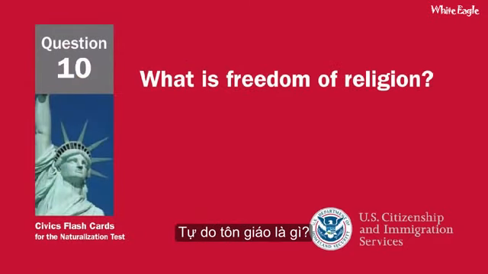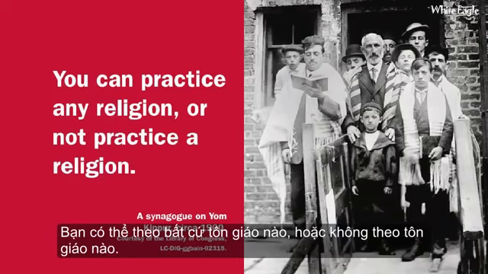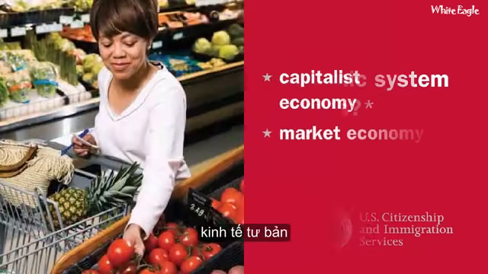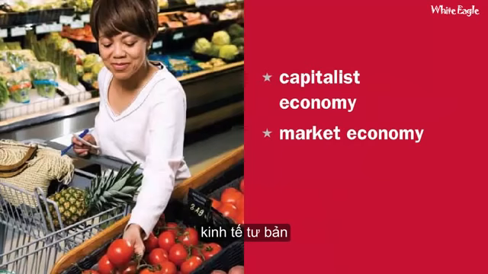What is freedom of religion? You can practice any religion or not practice a religion. What is the economic system in the United States? Capitalist economy. Market economy.